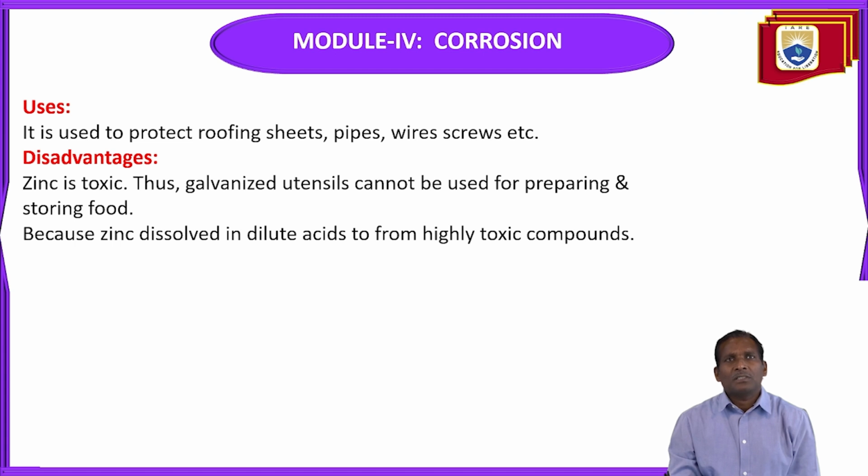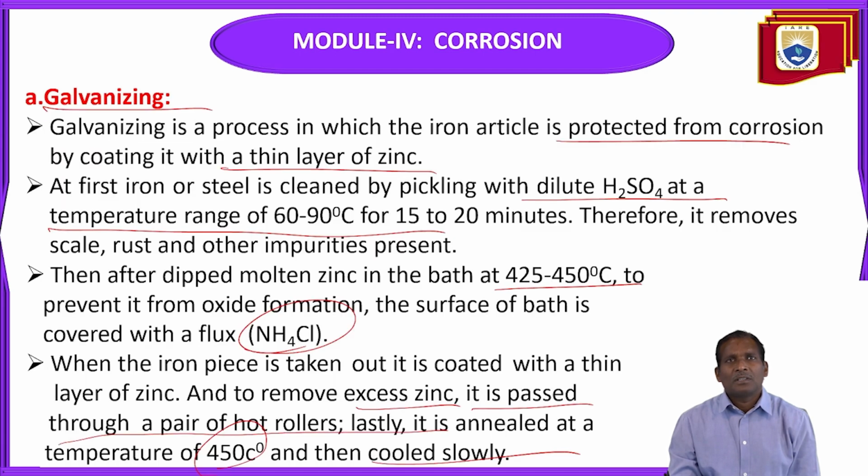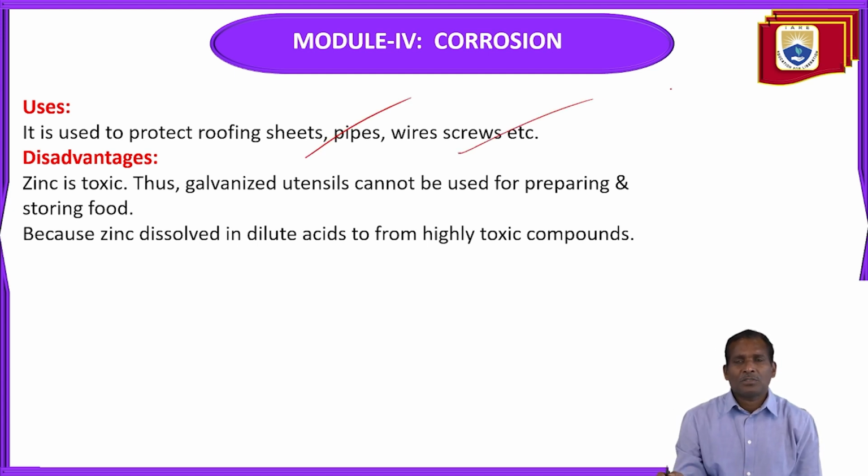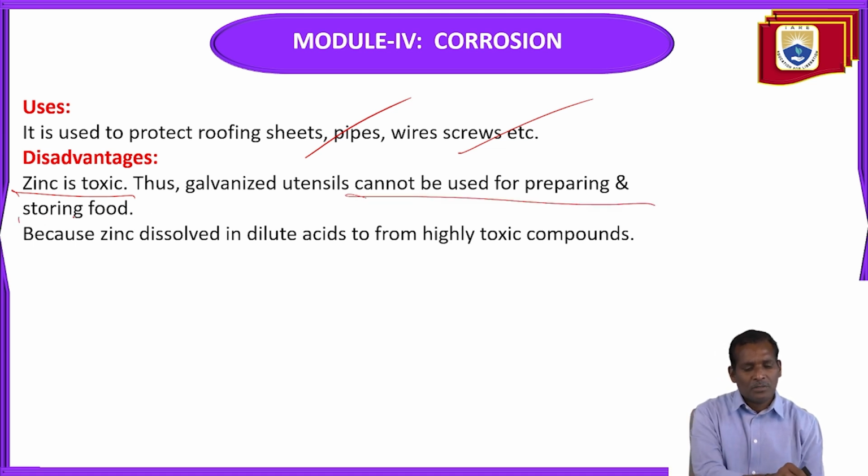So what are the uses of this galvanizing process? It is used to protect roofing sheets, pipes, wire screws, etc. The disadvantage is that zinc is toxic. Thus, galvanized utensils cannot be used for preparing and storing food.